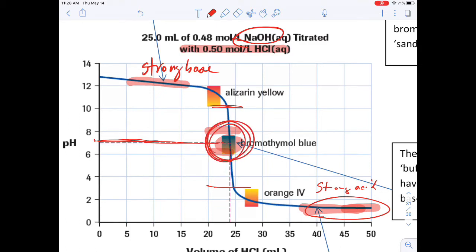This is our equivalence point, and if we were doing this titration in the lab, we would stop it at this point because it would produce a green color.